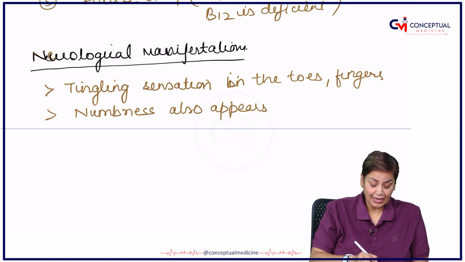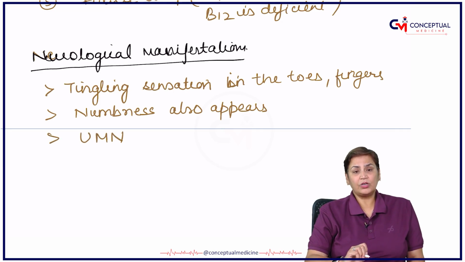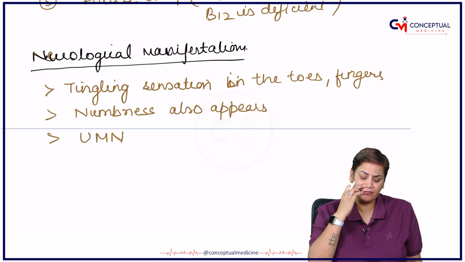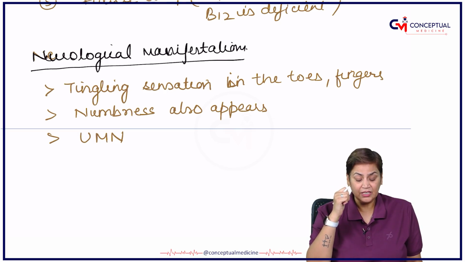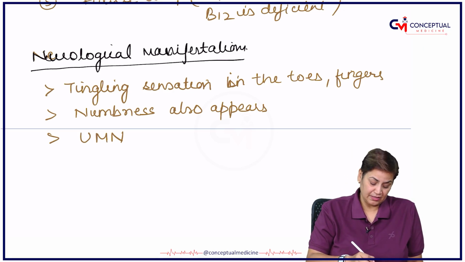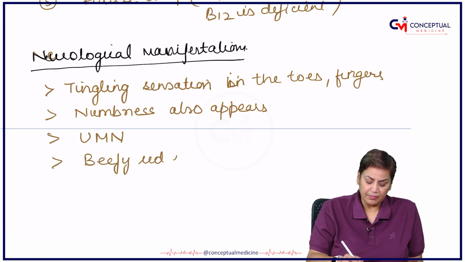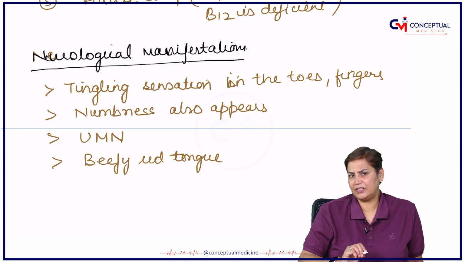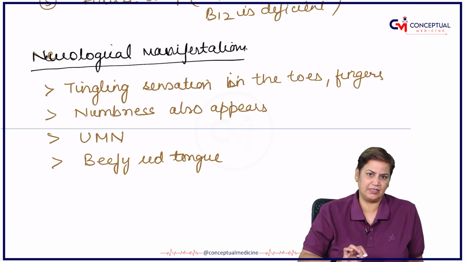Right? And there is, you can say, motor neurons will also be affected here. Very, very important. Right? And this is the basic difference, I would say, in B12 and B6 deficiency. And if we talk about the tongue, here it is beefy red tongue. Beefy red tongue will be there. So these are some of the very, very important features of B12 deficiency.